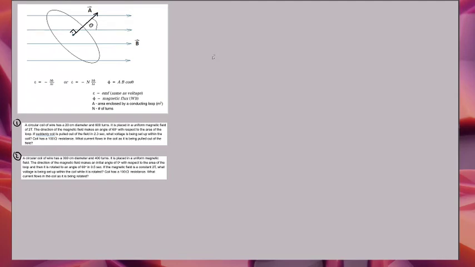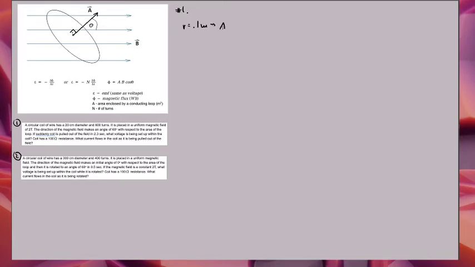So, two simple problems with Faraday's law. Here's number one. First problem, let's see what it says. We have a circular coil of wire with a diameter of 20 centimeters. Now that means that I have R being 0.1 of a meter.